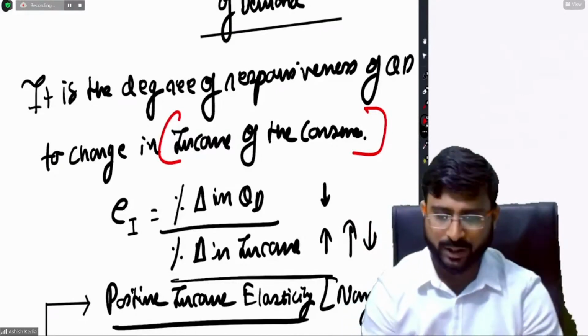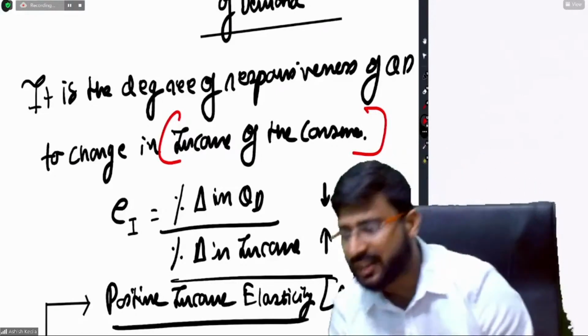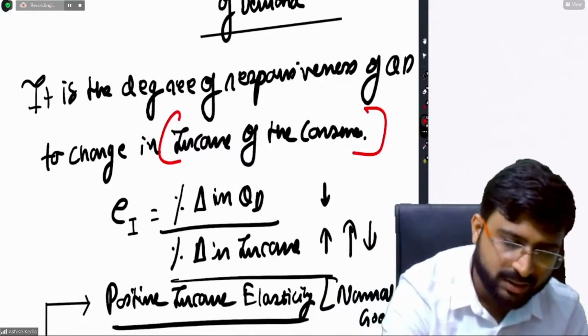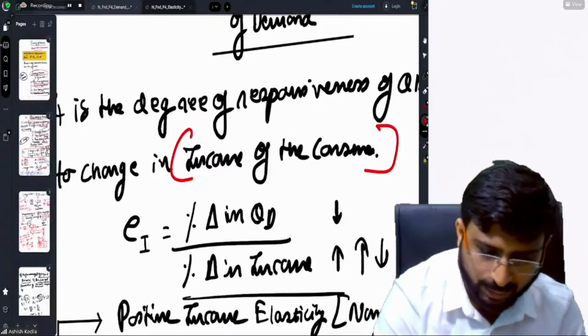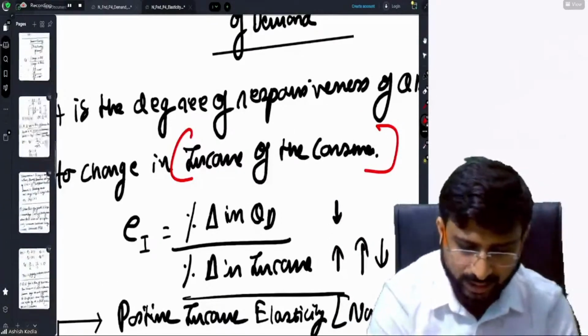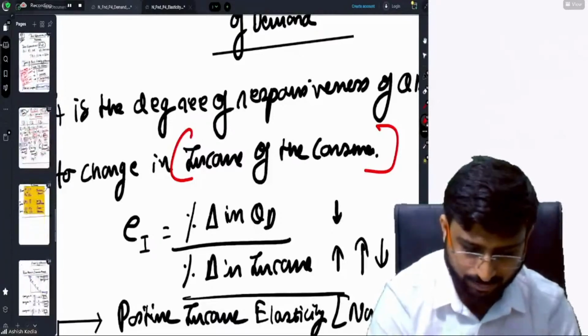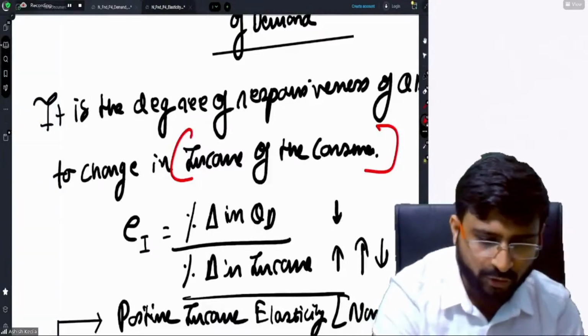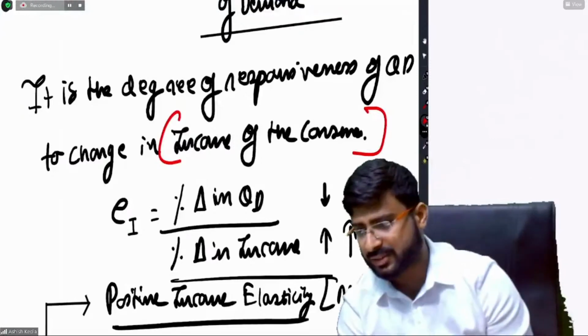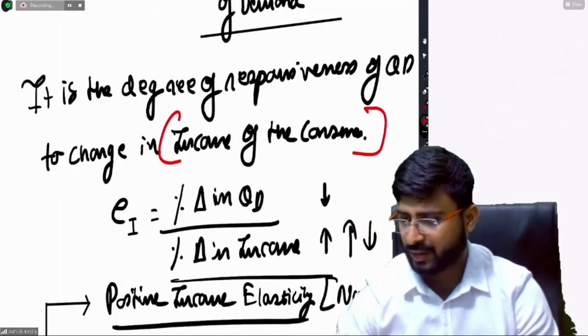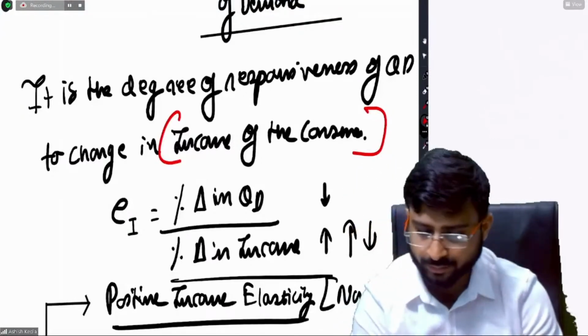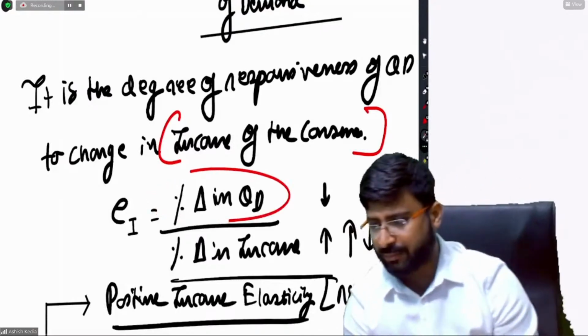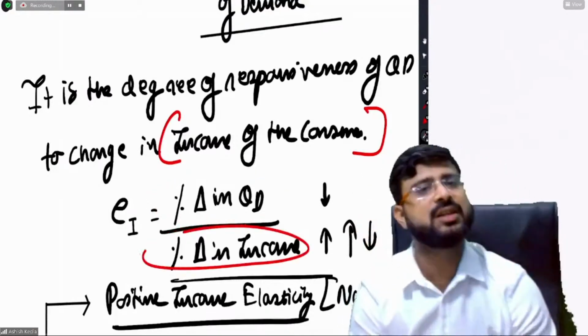Now moving on to the topic. How is income elasticity computed? Sir, the question is, how is income elasticity computed? So friends, again here also, the formula remains the same for income elasticity. It is percentage change in quantity demanded by percentage change in income.